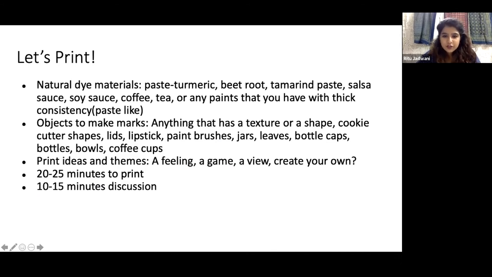I have another question which is asking me, do you clean the wood blocks after each project or periodically? Yes, we clean the wood blocks after every printing process. The blocks are cleaned using soap water and a brush. You want to make sure that there is no paint or dye stuck in between, because that's going to hinder your next printing process.